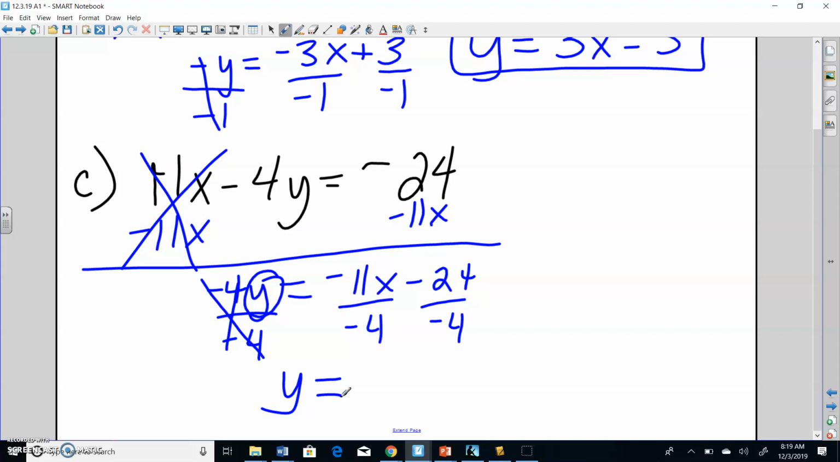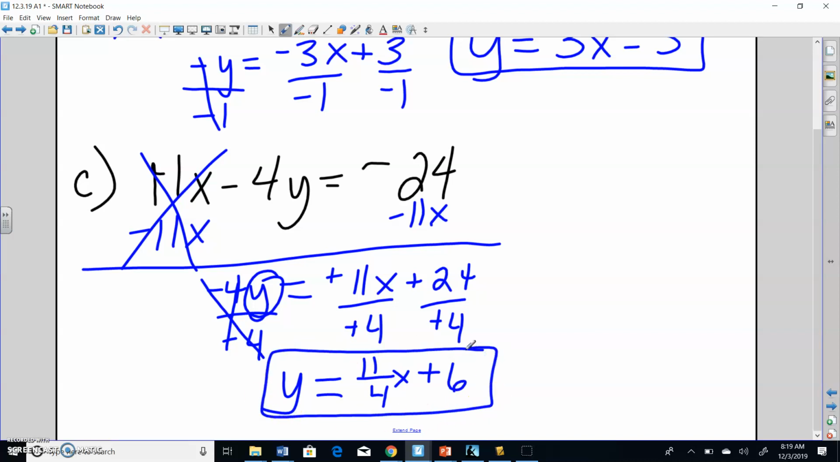What we can do is reduce the negative over negative. So negative divided by negative just makes it positive. So we're going to write this as 11 fourths x, or 11 over 4 x. And then again here, the negative over negative makes it a positive. So 24 over 4 does reduce to a positive 6. So there's our slope-intercept form.